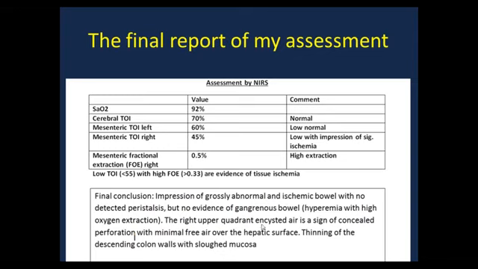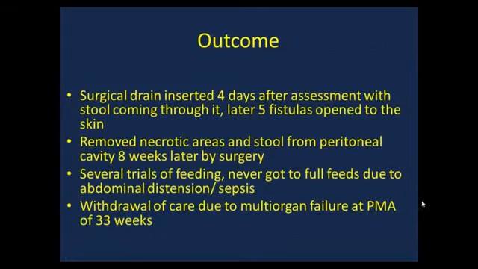The right upper quadrant encysted air is a sign of concealed perforation with minimal free air over the hepatic surface. Thinning of the descending colon walls with sloughed mucosa. A surgical drain was inserted 4 days after assessment with stool coming through it, and later on 5 fistulas opened to the skin. So this case was a really late case of necrotizing enterocolitis.